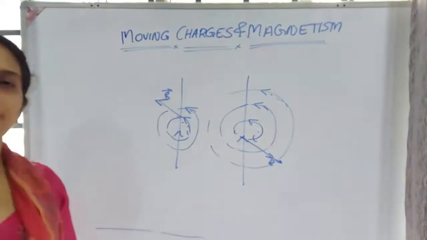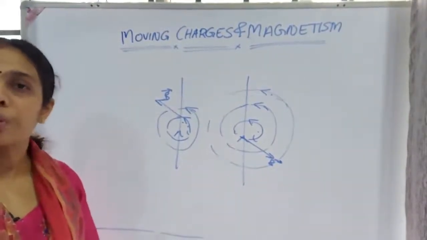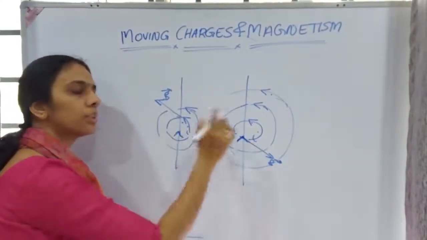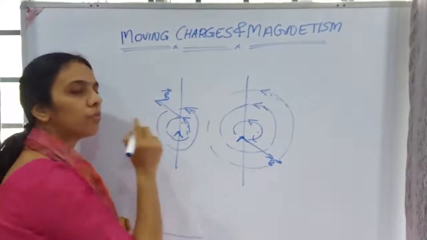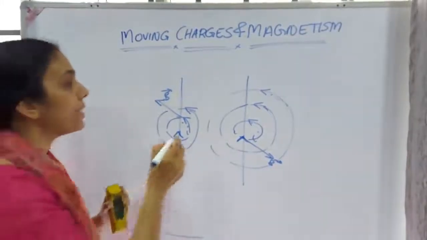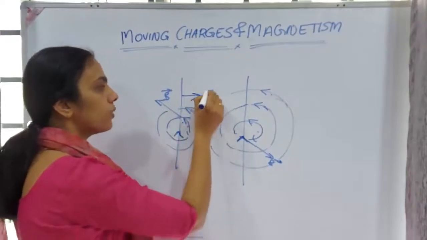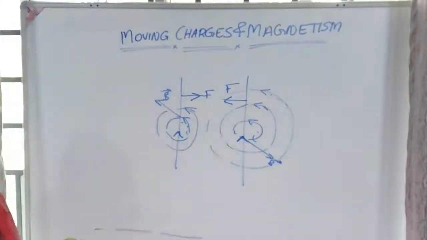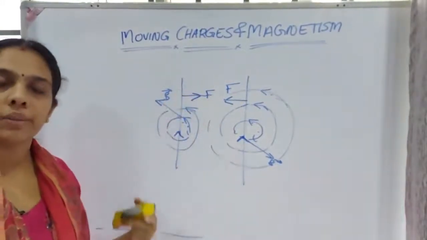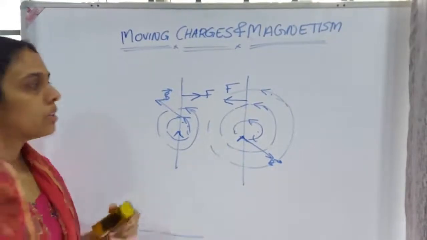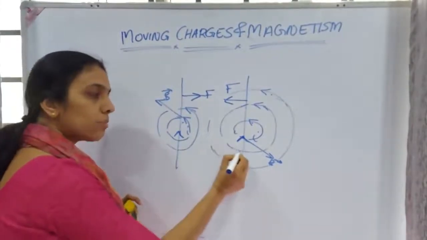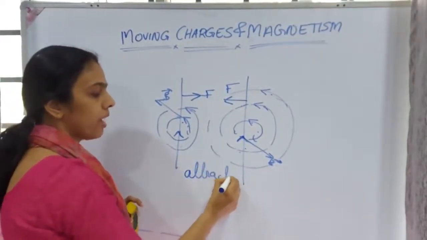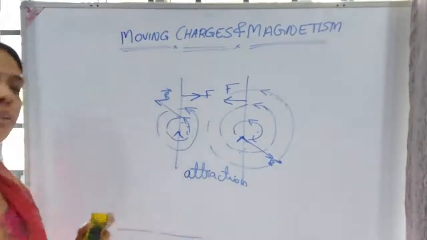So by using Fleming's left hand rule, we find the force acting on the conductor. Current is flowing in both the conductors in the same direction, so the force acting on it will be an attractive force. Because of this one, force will be acting here, and because of the other current, force will be acting in this direction. This direction we obtain with the help of Fleming's left hand rule. So we can find that if current is moving in the same direction, it will be a force of attraction.